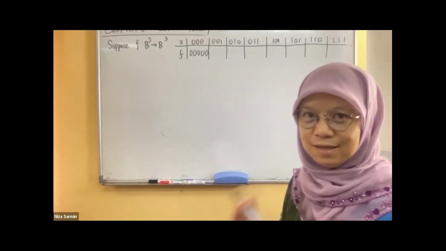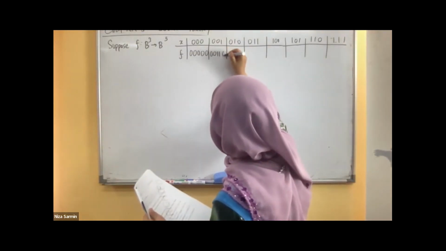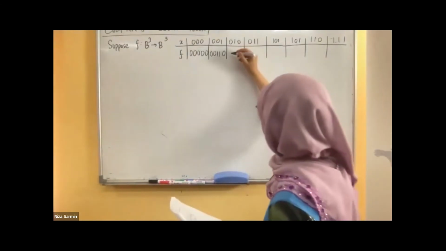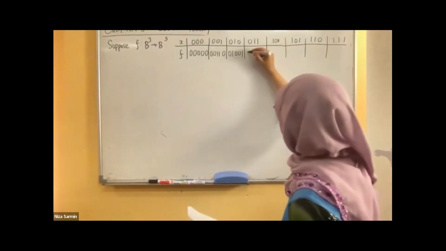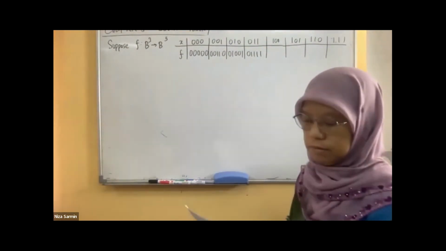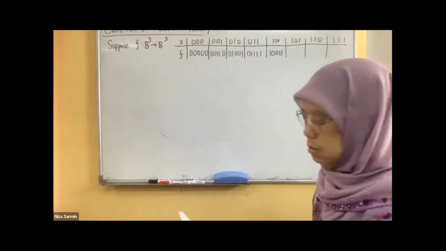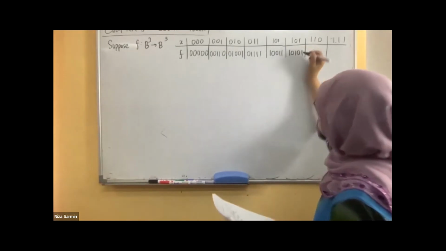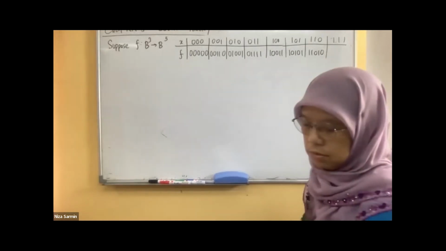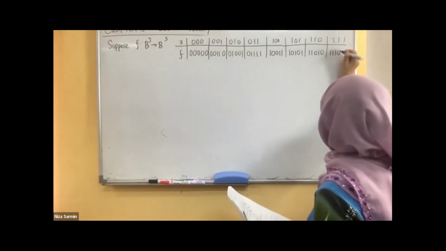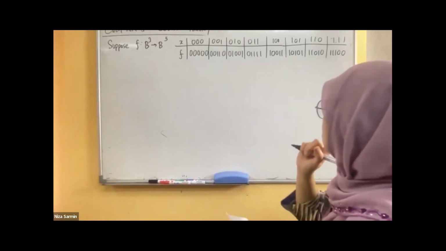This is the prerequisite. 0, 0, 1, 1, 0. 0, 1, 0, 0, 1. 0, 1, 1, 1, 1. 1, 0, 0, 1, 1. 1, 0, 1, 0, 1. 1, 1, 0, 1, 0. 1, 1, 1, 0, 0. This will be given. Okay.